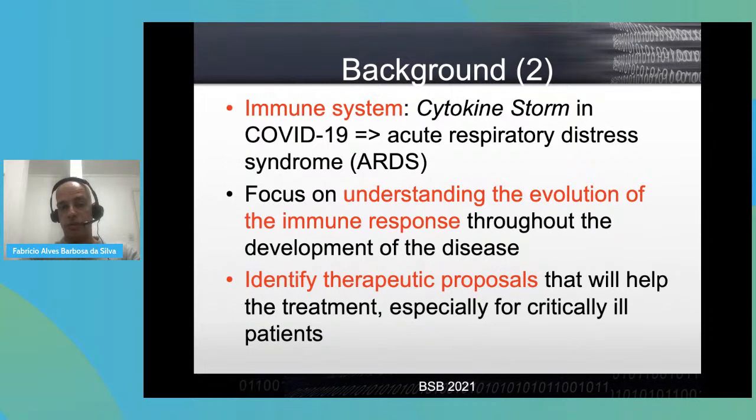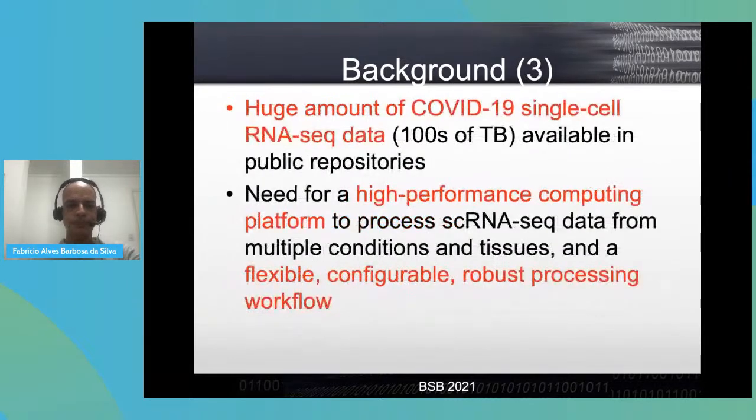So our focus here is to understand the evolution of the immune response from mild to severe, to the point that you have a cytokine storm, throughout the development of the disease, and also to identify therapeutic proposals that will help the treatment for severe patients. That may be, for instance, cellular therapy and some other types of treatment that we are investigating now.